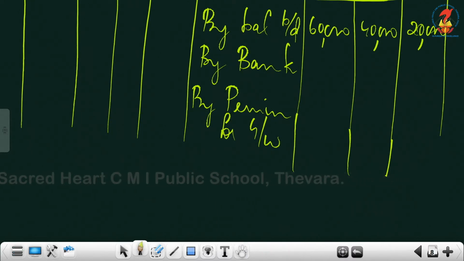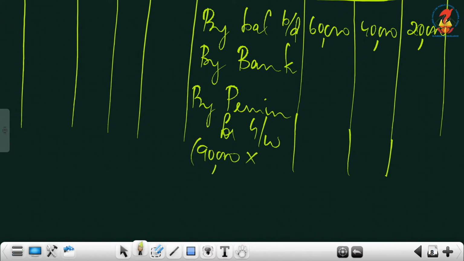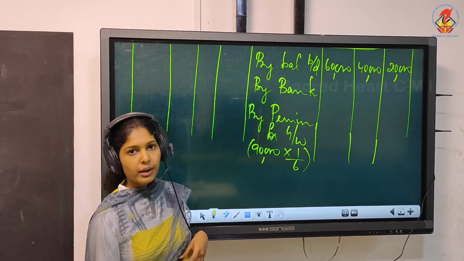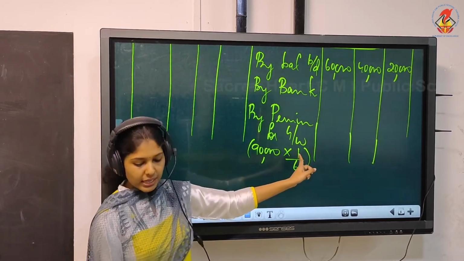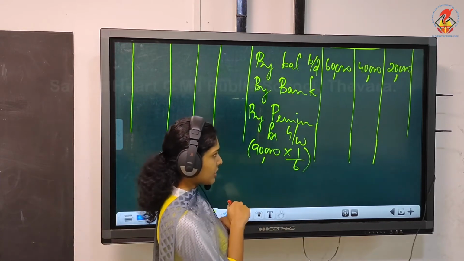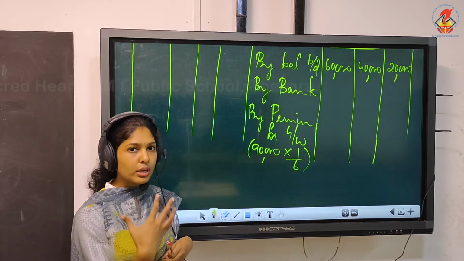So by premium for goodwill, and goodwill of the firm is given as 90,000, and what is the new partner's share? The new partner's share is 1/6. Okay. So premium for goodwill, how will you calculate? 90,000 is the total goodwill. Out of that, he will bring in his share. His share you have to take from the new ratio, 2:1:1. So his proportion will be 1/6. So that we have to take, and it is 15,000. The amount is 15,000, and that 15,000 how will you divide?